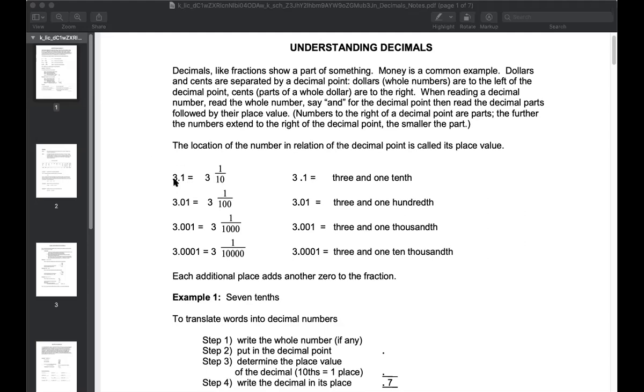So here we have examples of decimals as well as their fractions and also how to read them, right? So this is 3.1 or 3 and 1/10. We read it like the fraction, right? 3 and 1/10. And then we have 3.01, which is also the same as 3 and 1/100. And of course, it keeps going, right? 3 and 1/1,000, 3 and 1/10,000, right?